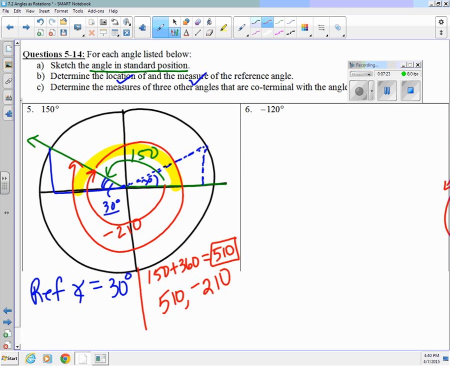So I could do negative 210 minus 360, which is, what is that? Negative 570. So my coterminal angles, I can kind of list them here: 510, negative 210, negative 570. Those are three, and you can keep getting more. There are going to be infinitely many of these.